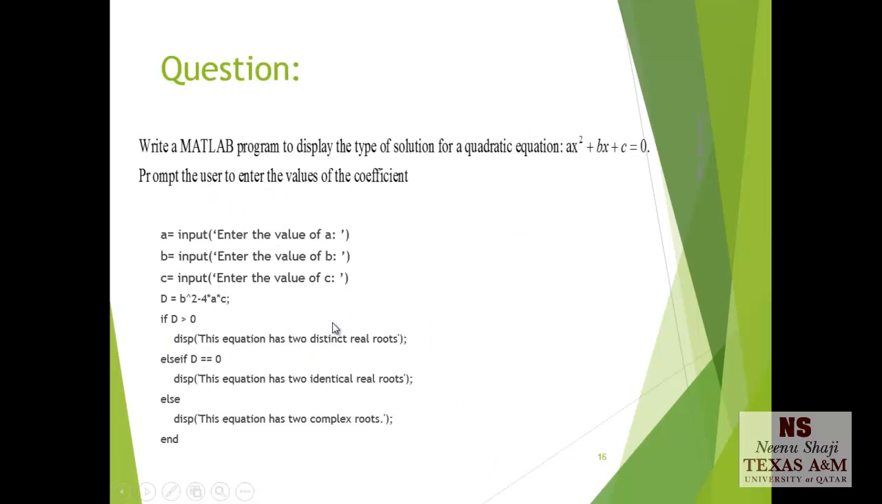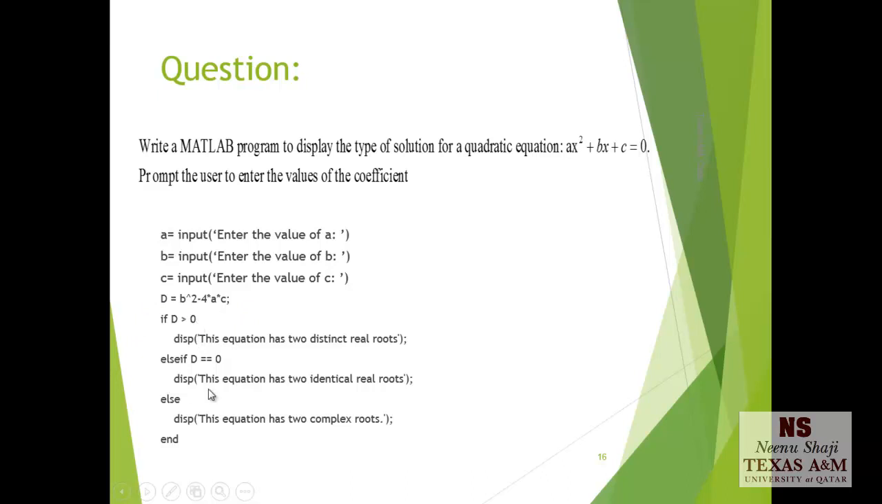Let's look at an example. Write a MATLAB program to display the type of solution for a quadratic equation. Prompt the user to enter the values. So we can prompt the user using the input commands. Then the type of solution depends on the discriminant, which is d, so calculate that: b square minus 4ac.